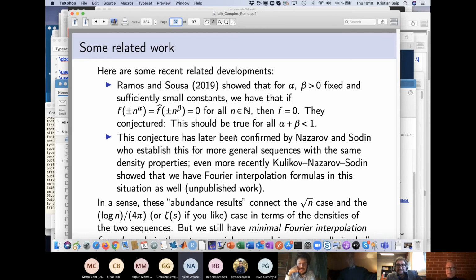Are there any questions? Yeah, Marco, go ahead. No, so, Kristian, can you just briefly comment on the modular forms?